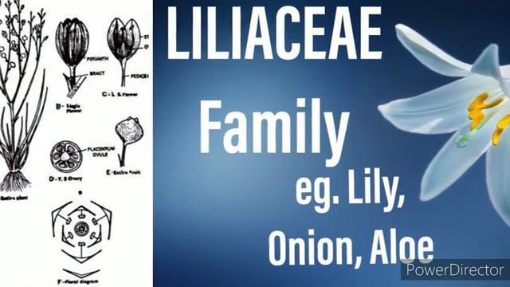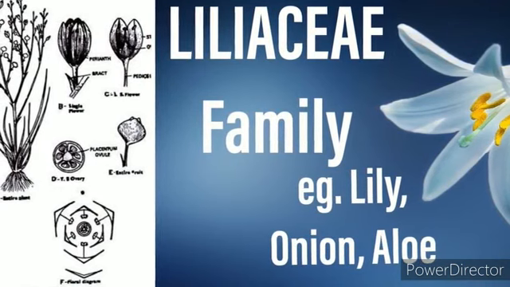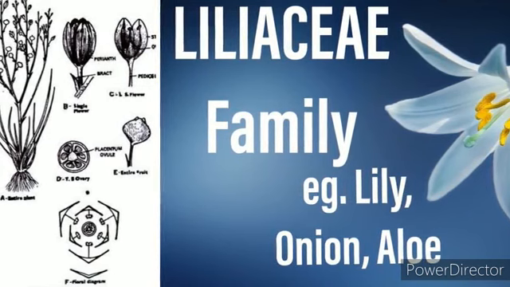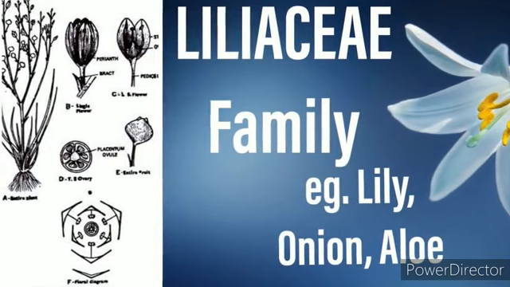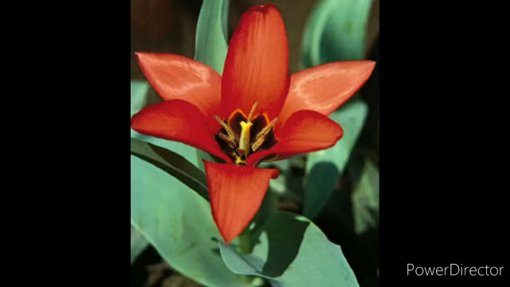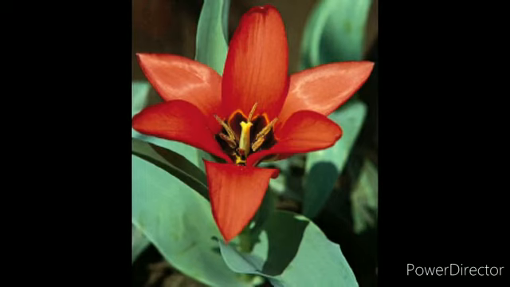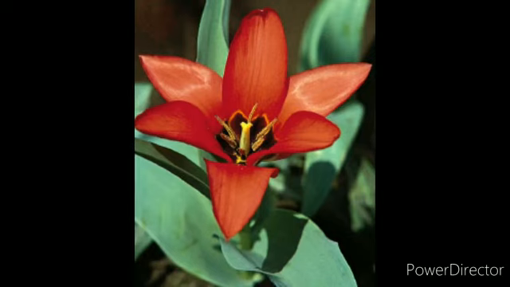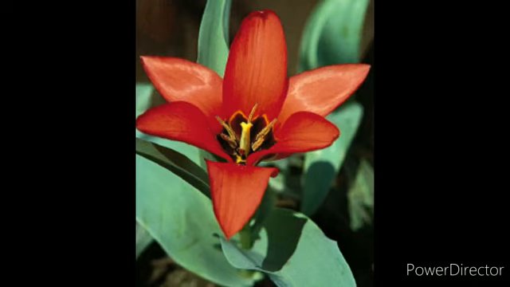Some important plants among these are Allium cepa, you know very well, that is onion, and Allium sativum, that is garlic, and aloe vera, that is aloe. Asparagus racemosus, that is asparagus, and some other plants like Gloriosa superba, that is glory lily. And as soon as we say the family Liliaceae, we remember the lily, that is Lilium candidum. So these are some of the examples of the family Liliaceae.